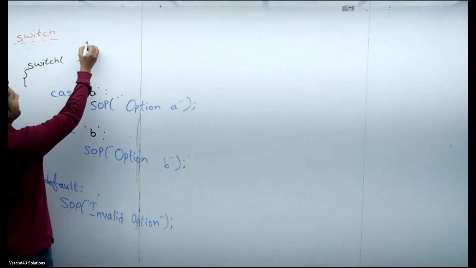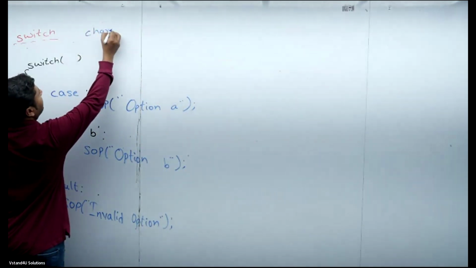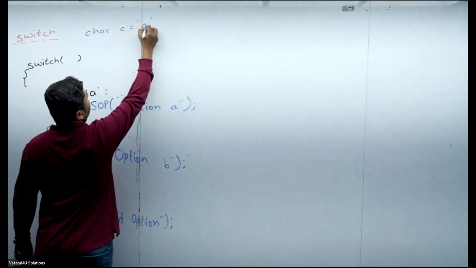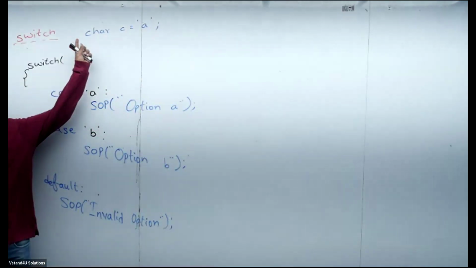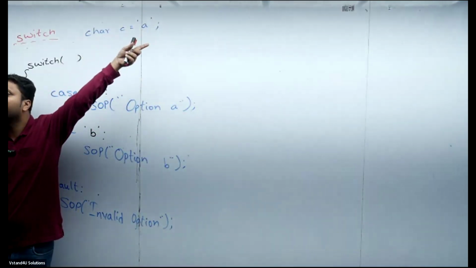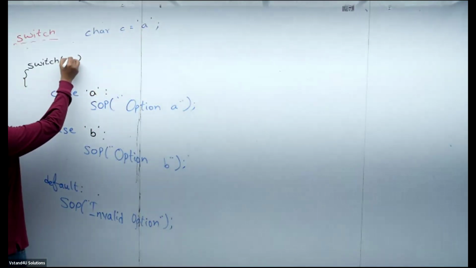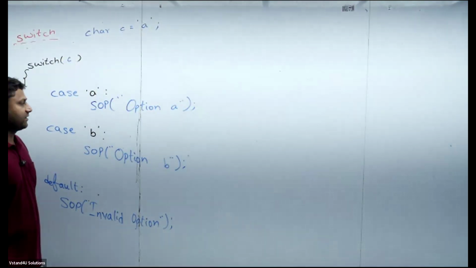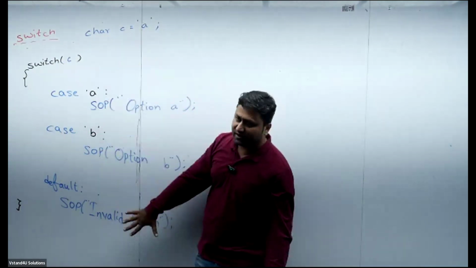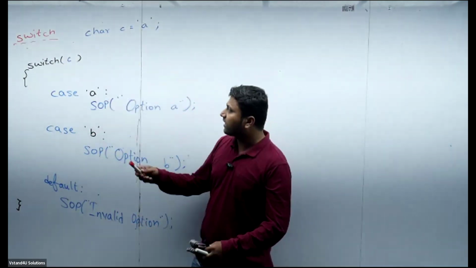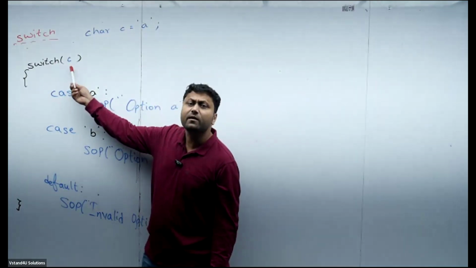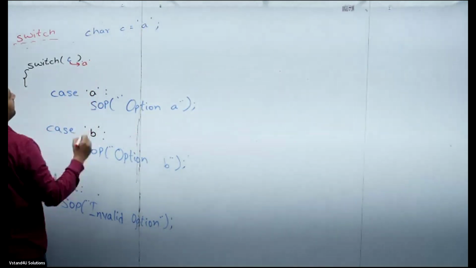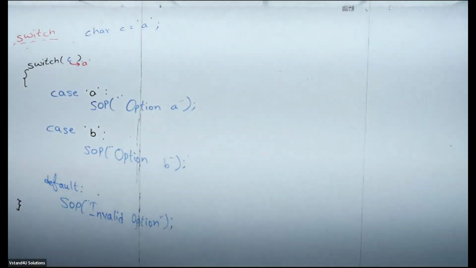As of now, I am trying to take character data. Say C equal to some value. Can I declare char C equal to single quotes A? And can I write C over here? Now the point is, if this is the way it is written, when you write switch of C, C is nothing but a variable. The value of C is A. In that case, what is going to happen?